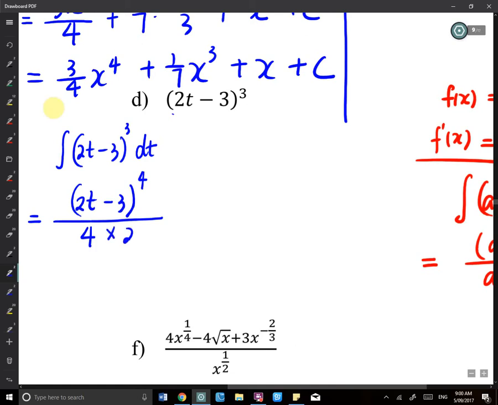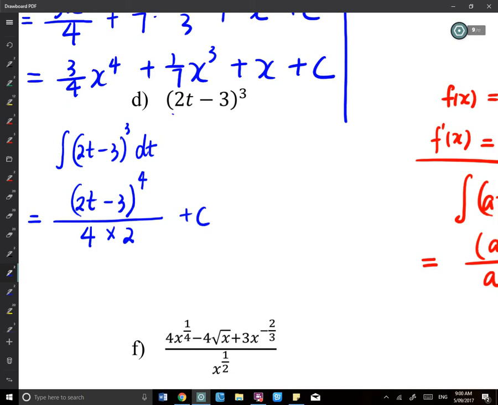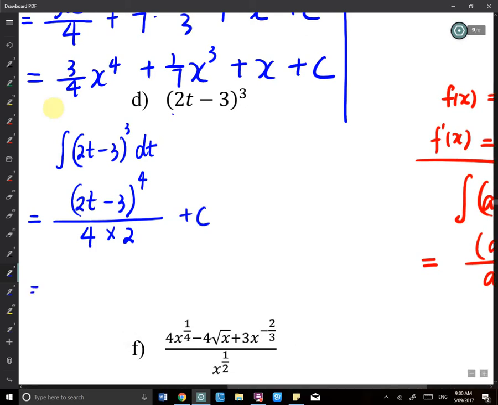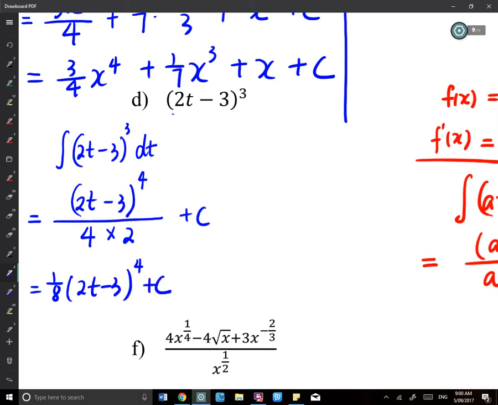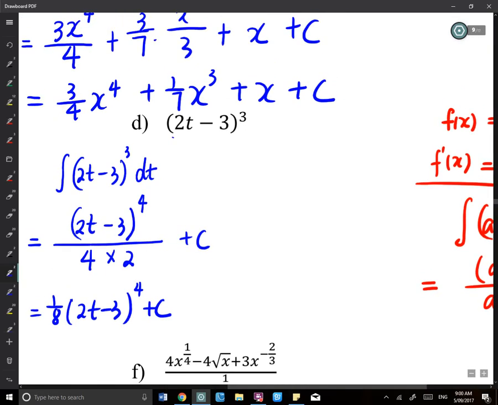You need to divide the 2 again. And plus c. Never forget the plus c. Every time you get rid of the integral, you need to have the plus c. So what you have is 1/8 (2t minus 3) to the power of 4 plus c. Okay, it's a really nice expression.